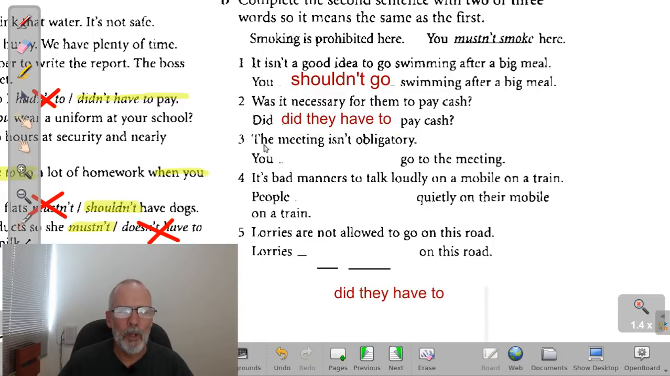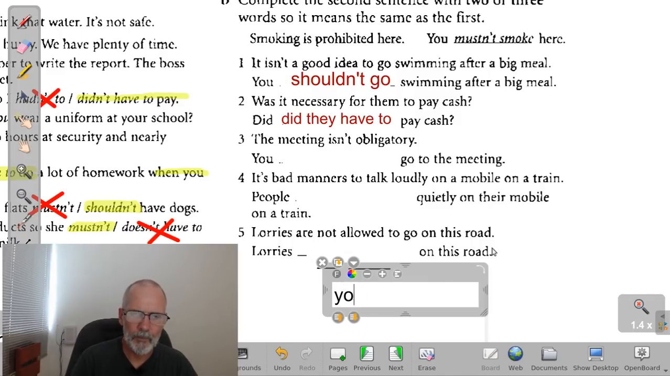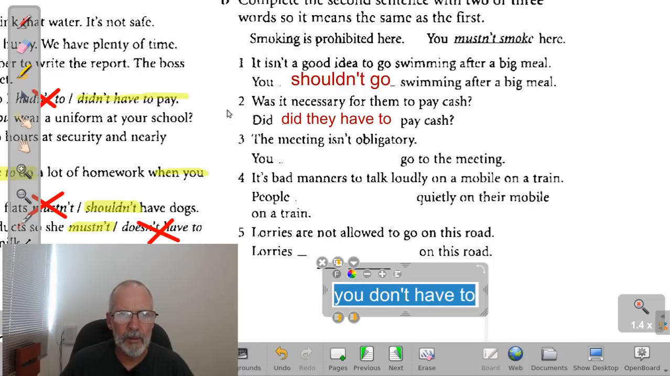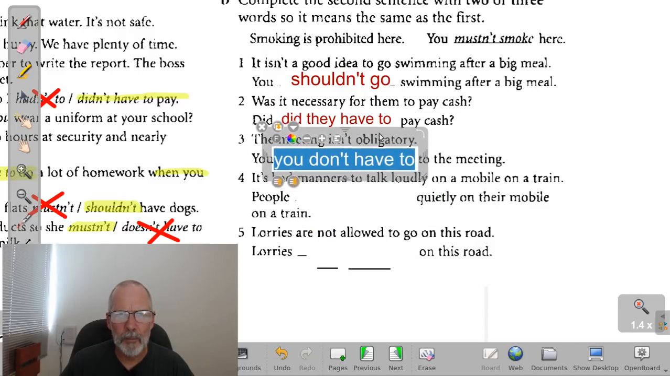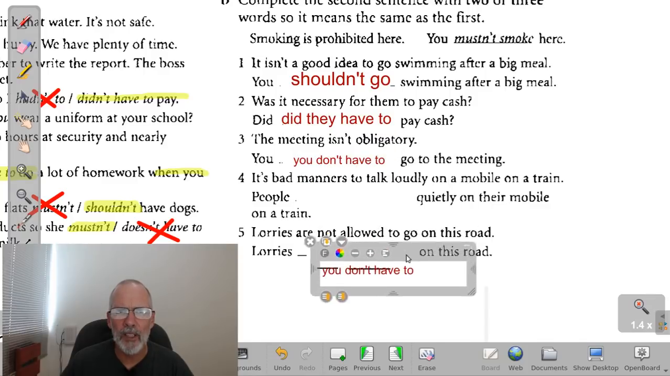Good. The next one, the meeting isn't obligatory. How can you say the same thing? You don't have to go to the meeting. Very good. You put a C instead of a V, but that's okay because on the keyboard, V and C are next to each other. Let's put that in there. We're going to make it smaller so it fits in. You don't have to go to the meeting. It's not necessary. It's not obligatory.